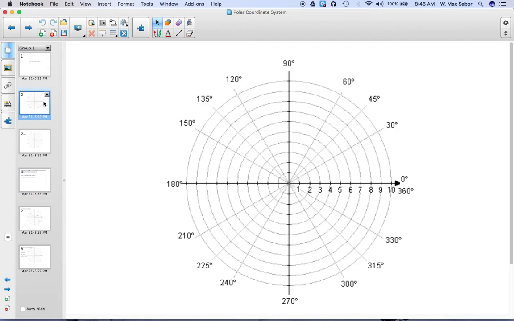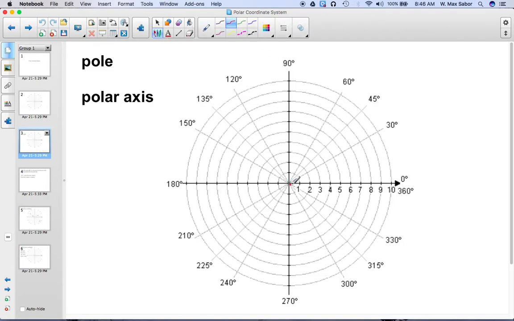So this is an example of a polar grid, and we call 0, 0 the pole, which used to be the origin, and then this is called the polar axis. As we rotate around in the counterclockwise direction, we increase the angle, and as we go further away from the origin, from the pole, we increase the radius.